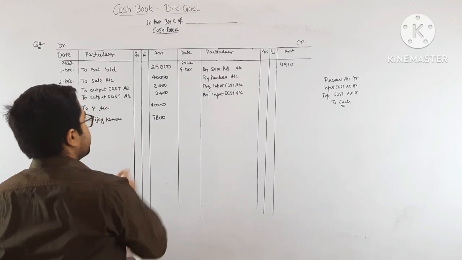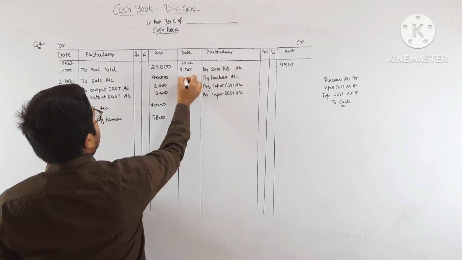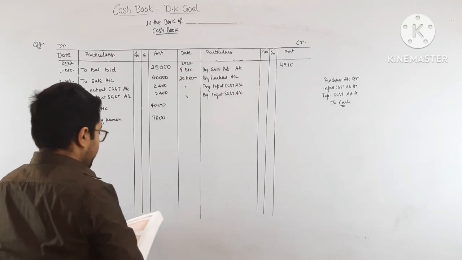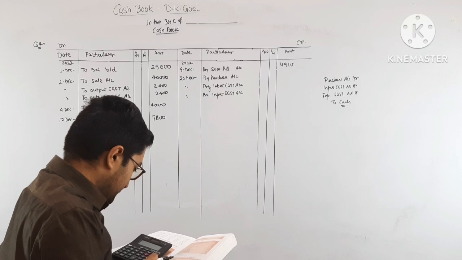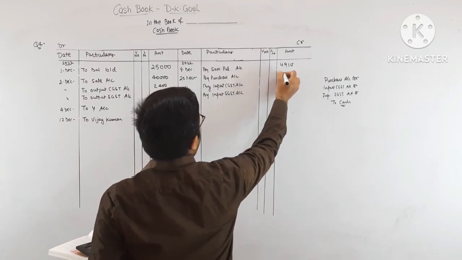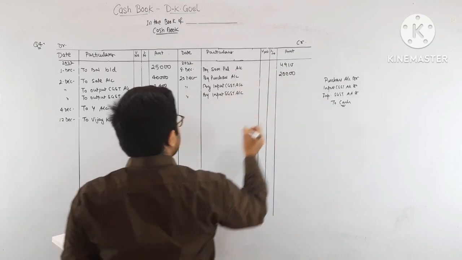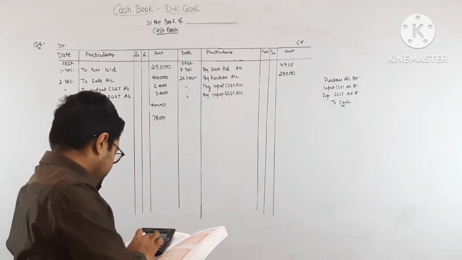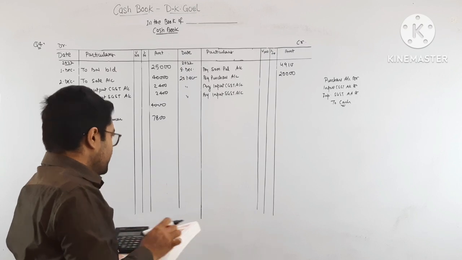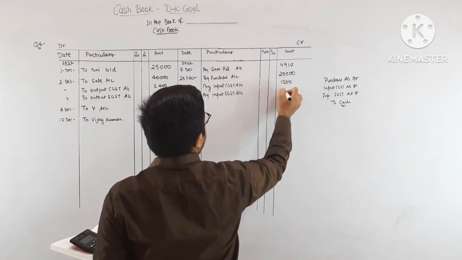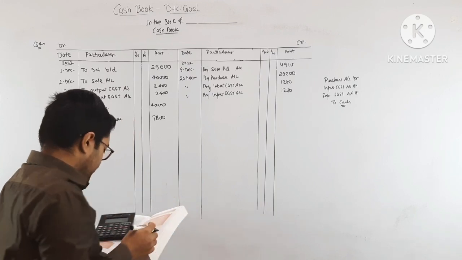20 December. Purchase amount is 20,000. Clear? CGST rate is 6%, which is 1200. Okay.